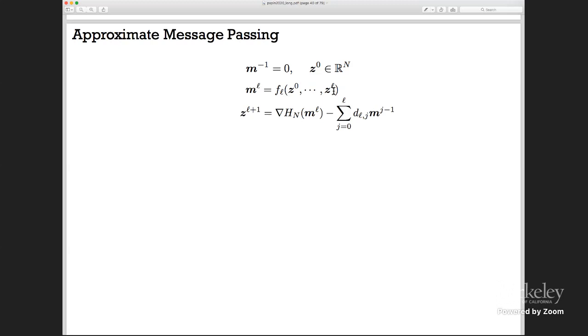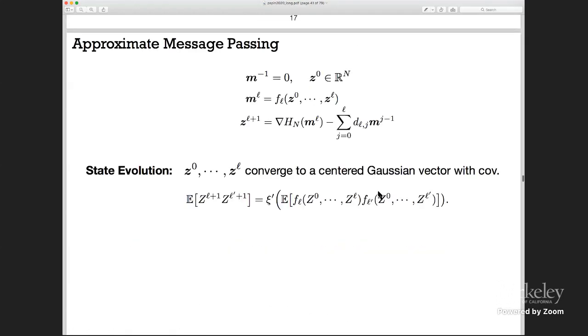Now, up to step L, you evaluate this function on the tuple Z0 up to ZL, and that gives you ML. You give this vector ML to your oracle, which computes the gradient for you, and then you subtract a linear combination of the previous M's to obtain the next Z. So that's the algorithm. These coefficients have a closed form; you can compute them. It's not a problem. I didn't put a formula for them.